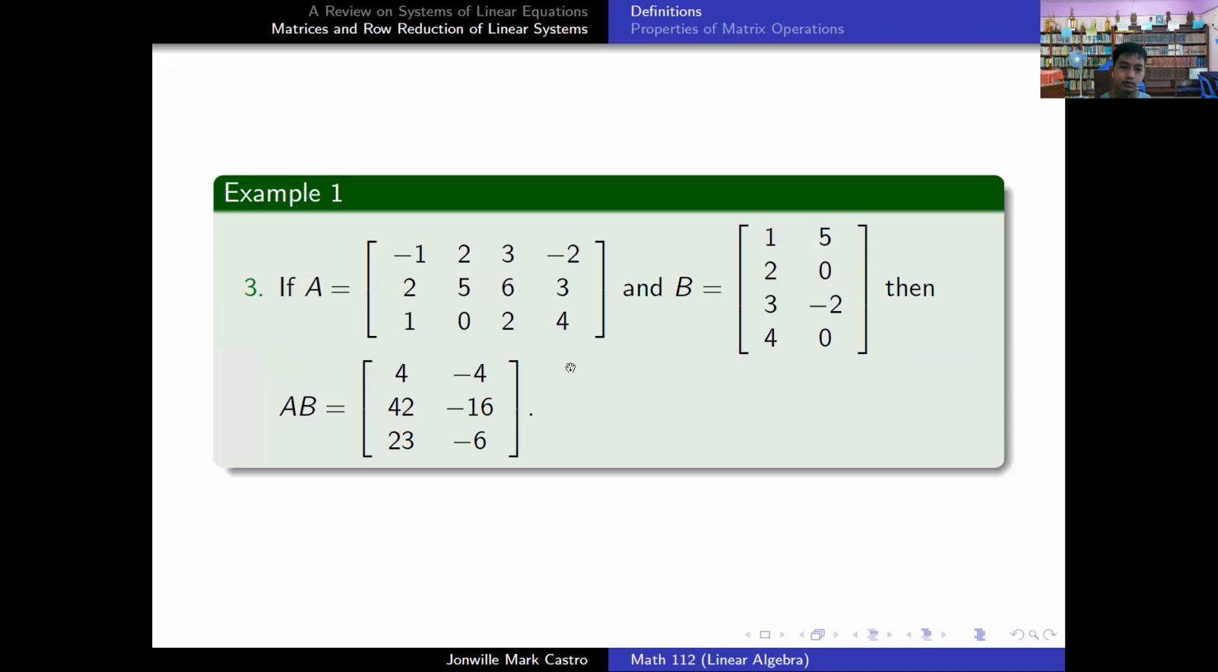Another example, meron tayong 3 by 4 and 4 by 2. So, magkakaroon tayo ng 3 by 2. So, ito ay 3 by 4. Ito ay 4 by 2. So, yung resulting matrix natin ay 3 by 2. Okay.